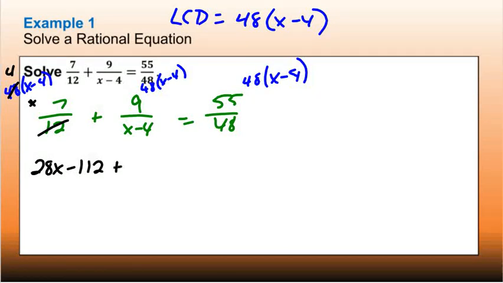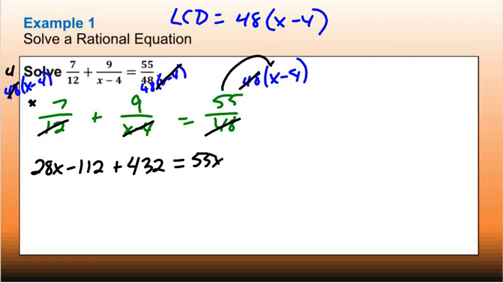And then I have a plus sign here. Now on the second part, I already have this x minus 4, so they divide out. And now I'm left with 9 times 48. That gives me 432. Equals, this side I already have the 48, and now I distribute the 55. And that gives me 55x minus 55 times negative 4 gives us negative 220.